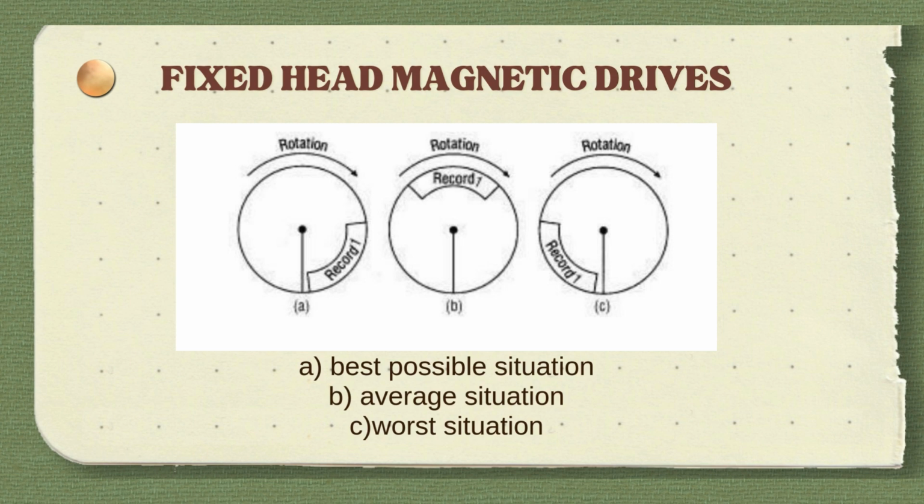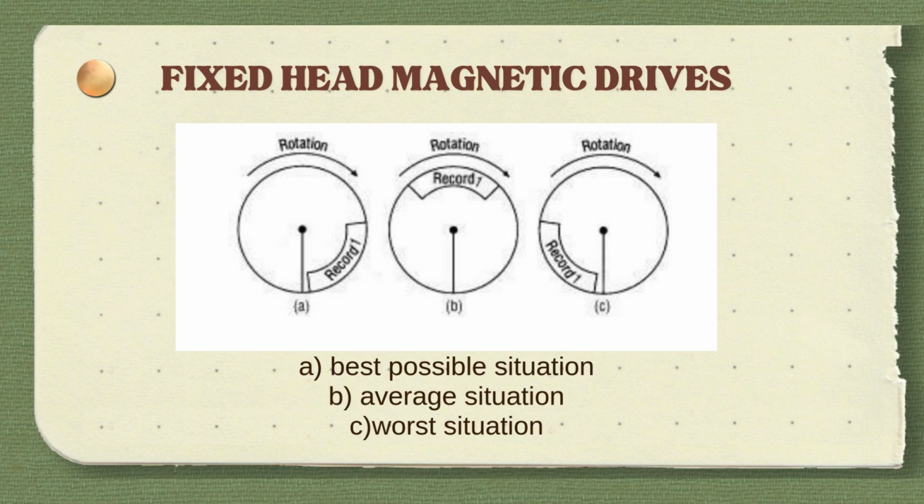Because the disk rotates continuously, there are three basic positions of the record in relation to the position of the read or write head. For A, it shows the best possible situation because the record is next to the read or write head when the input or output command is executed. That gives a rotational delay of 0.